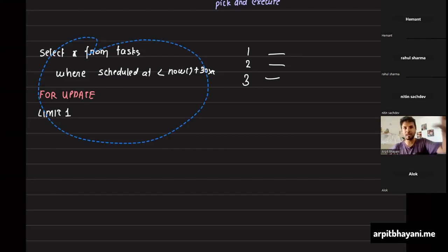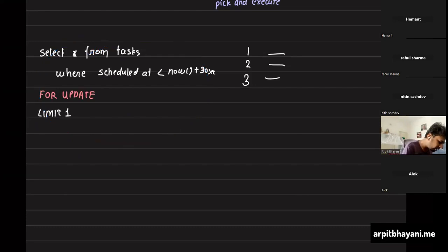Okay. Now, what would happen when this query is fired by multiple machines at the exact same time? Let me quickly draw the schema. Let's say the current time is 10:00. This task needs to be scheduled at 10:00, 10:00. All 3 of these tasks match this, right? What would it look like?